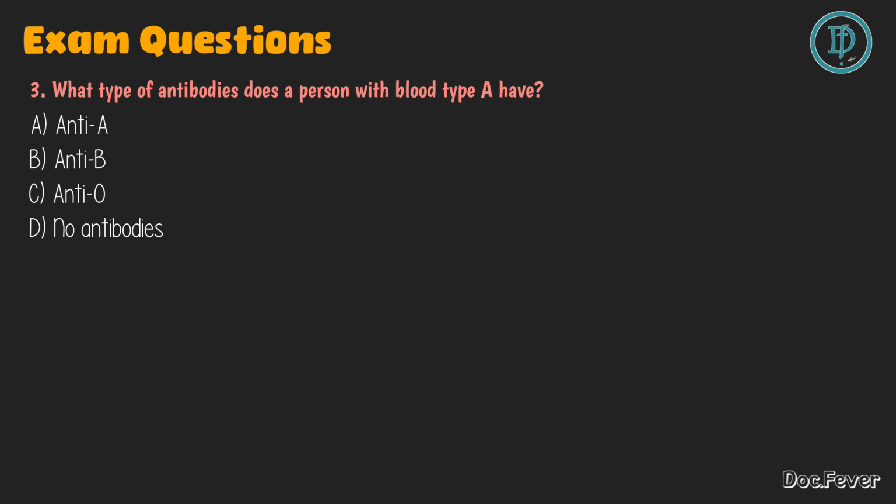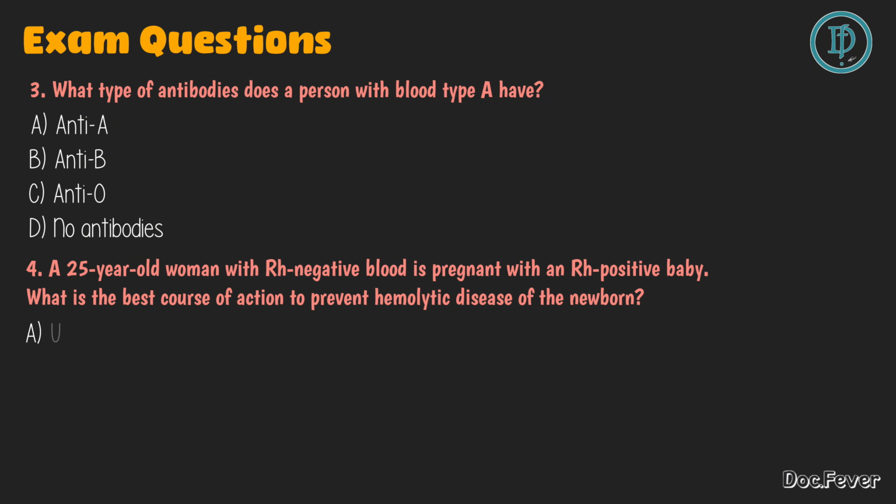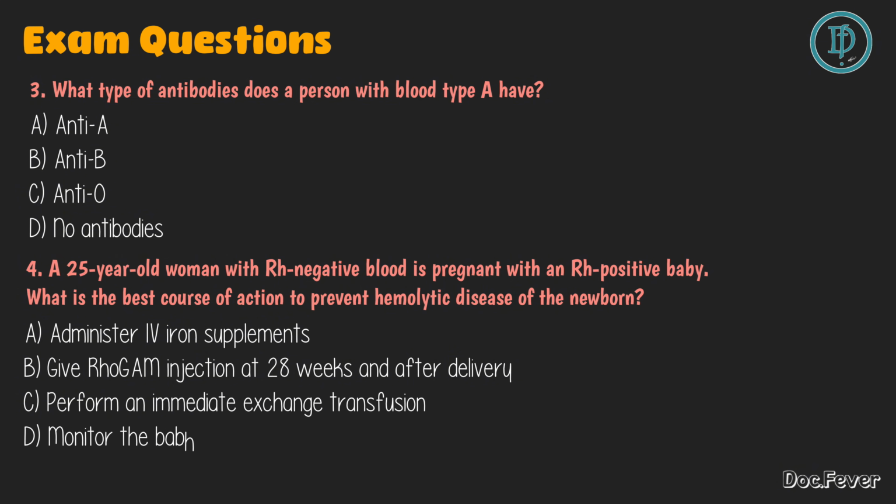Question number 4: a 25-year-old woman with Rh negative blood is pregnant with an Rh positive baby. What is the best course of action to prevent hemolytic disease of the newborn? Option A is administer IV iron supplements. Option B is give RhoGAM injection at 28 weeks and after delivery. Option C is perform an immediate exchange transfusion. Option D is monitor the baby postnatally for jaundice.